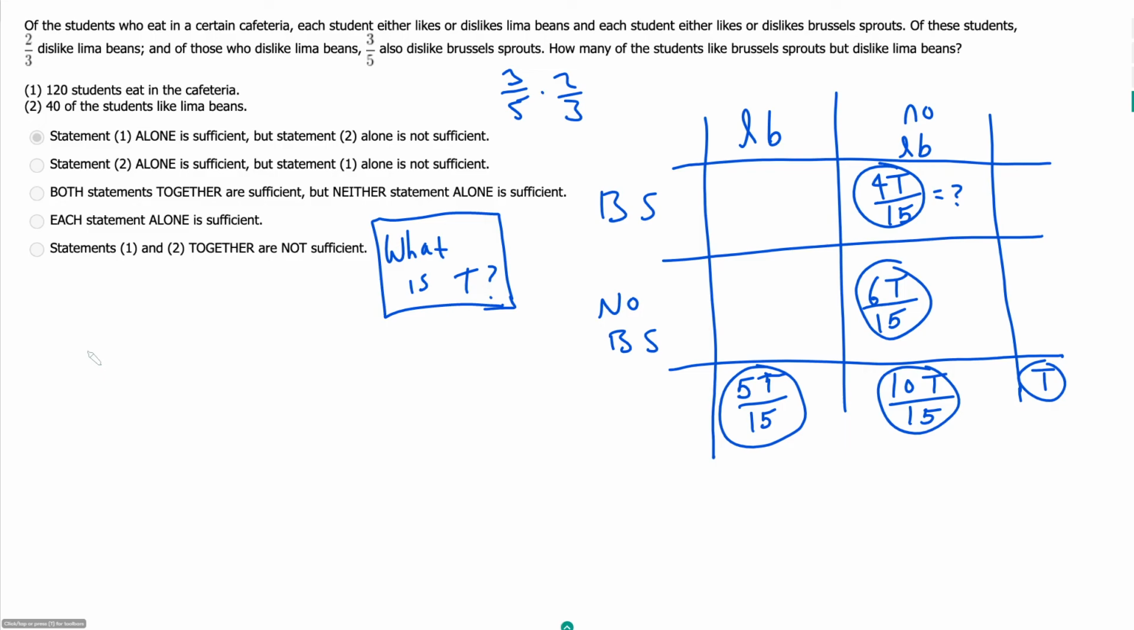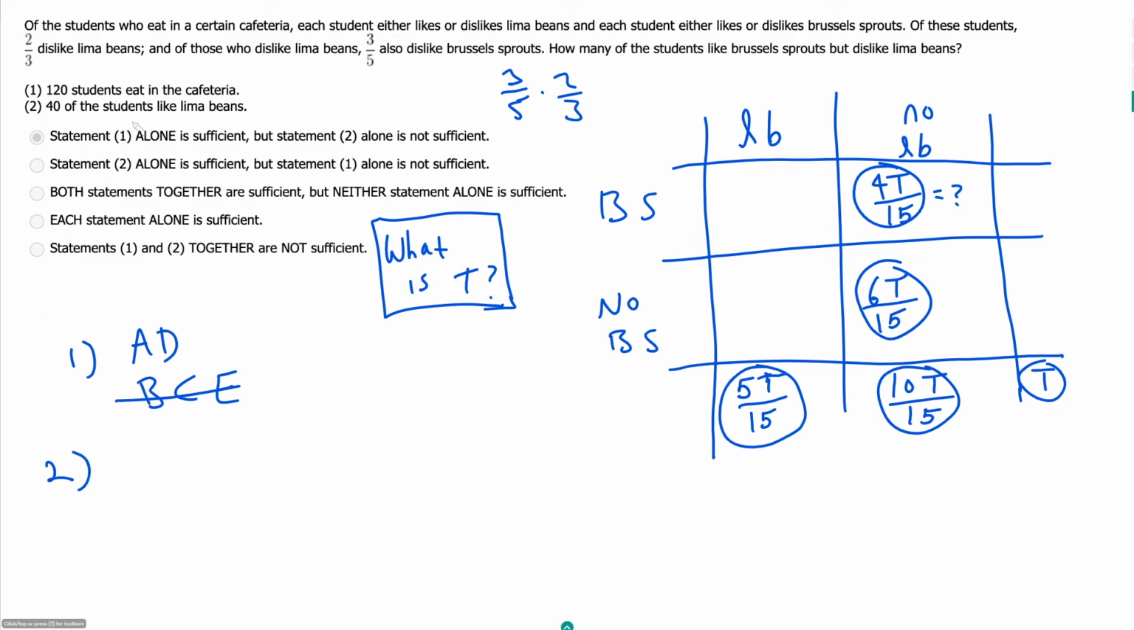Then I look at the first statement, and we look at this. 120 students eat in the cafeteria. And that directly answers our rephrased question. No math needed, because we took the time to do our work up front. Sufficient.